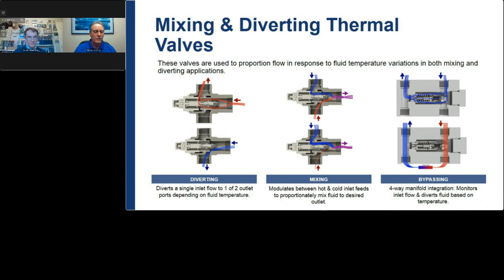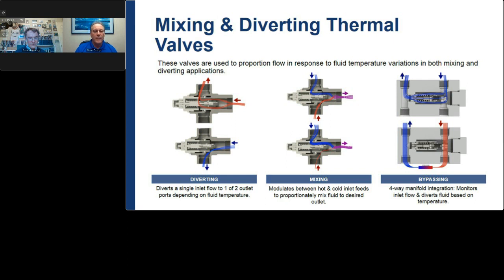As you see in the first slide, on the left-hand side, in the diverting mode, flow comes in through a common port, past the sensing actuator element, and depending on the temperature, if it's too hot, there's a spool in there that modulates down to close off one side of the seat. Anything hotter than the nominal temperature will be diverted upwards. When it's cooler than that, the spool modulates backwards because the wax is retracting and the piston is also retracting, and then the flow is diverted downward.